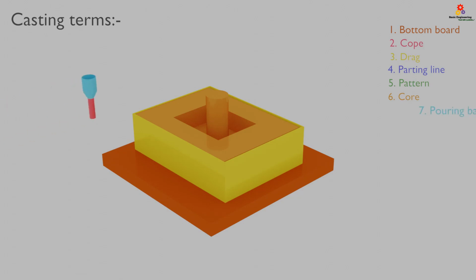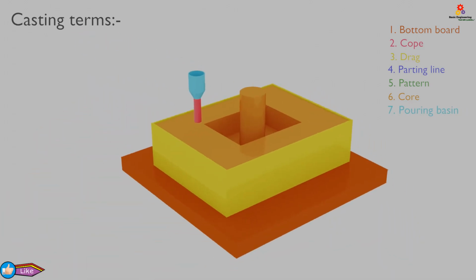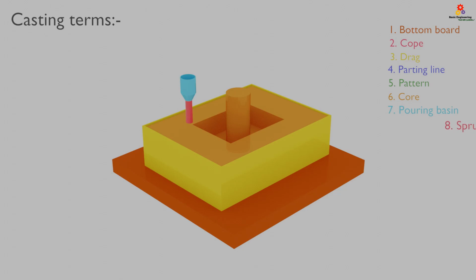Pouring basin. It is the funnel-like structure which is used to pour the molten metal inside the mold cavity. Next term, sprue. Sprue is the passage provided for the molten metal to flow from the pouring basin to the mold cavity. Next is gate. Gate is the actual entry point of the molten metal into the mold cavity.